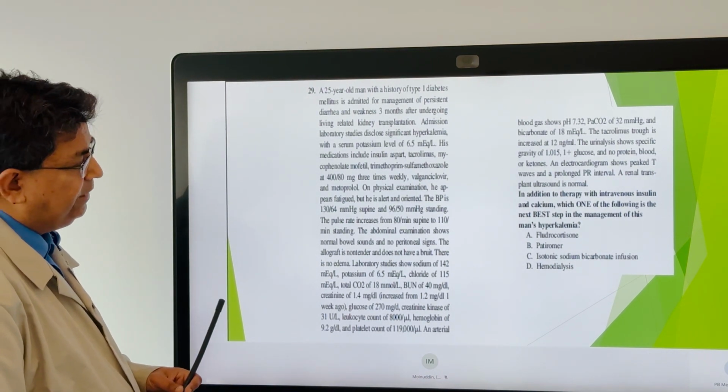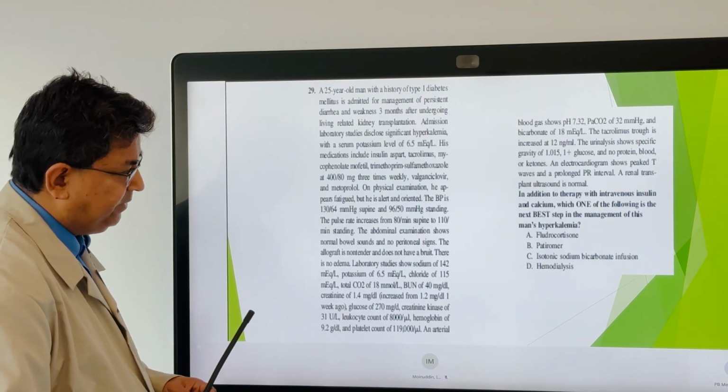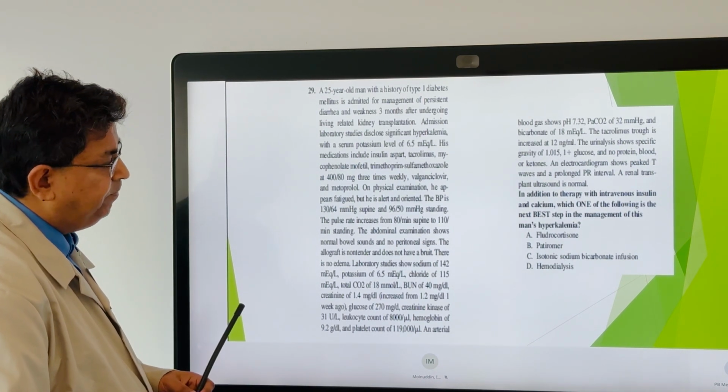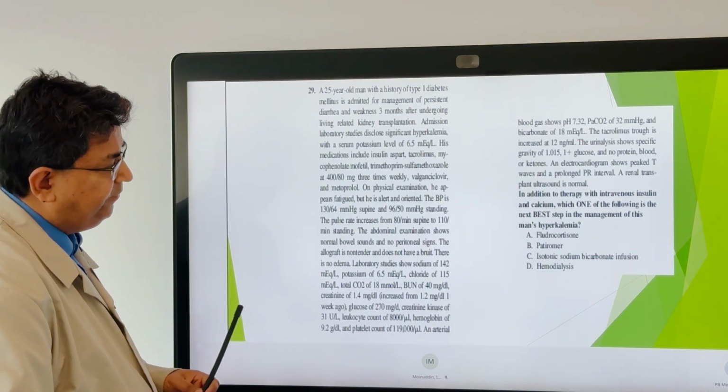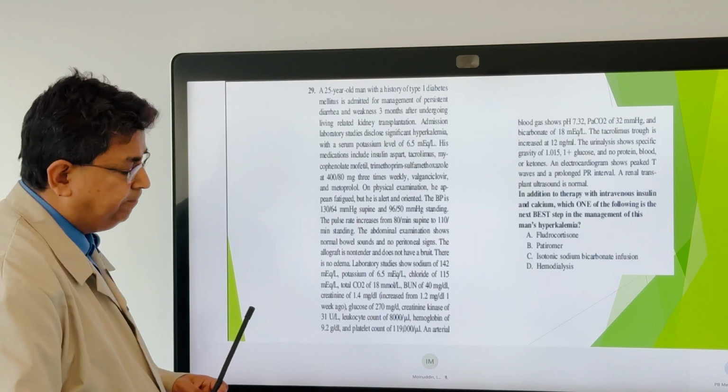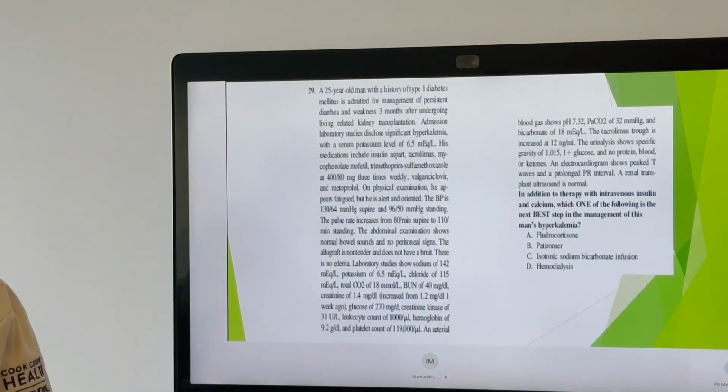which one of the following is the next best step in the management of this man's hyperkalemia? Fludrocortisone, patiromer, isotonic sodium bicarbonate infusion, hemodialysis.